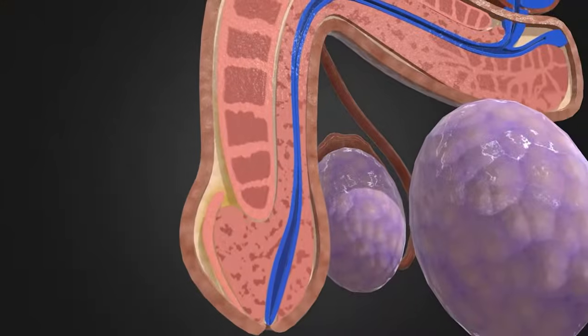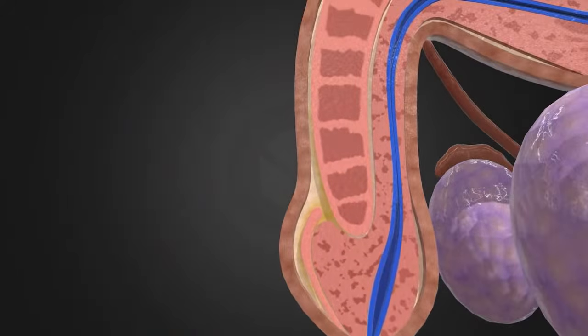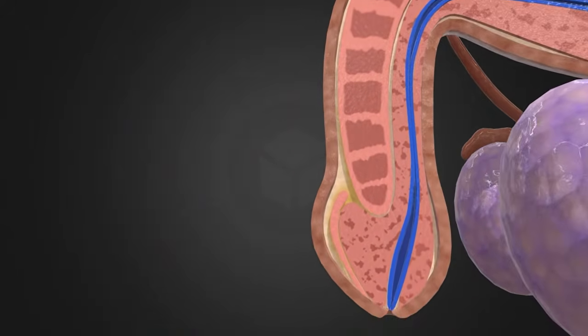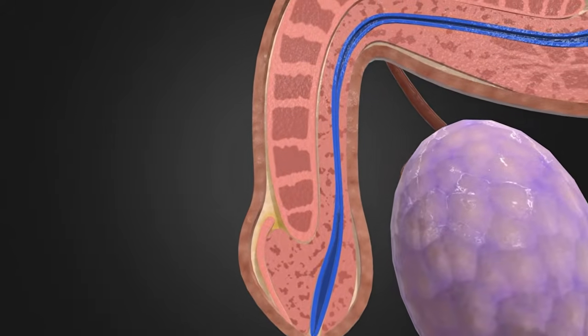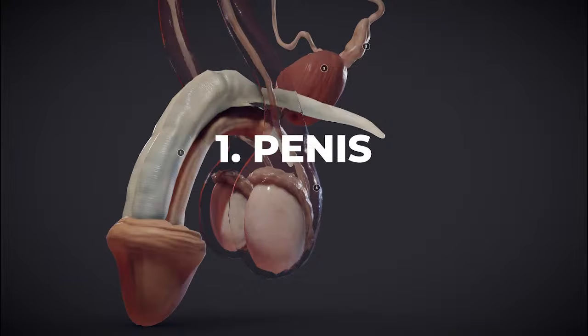The spongious urethra opens at the external urethral orifice, located at the tip of the glans penis, through which urine and semen exit the body. External genital organs. External genital organs consist of the penis and scrotum. Penis. Here is the detailed structure of the penis.